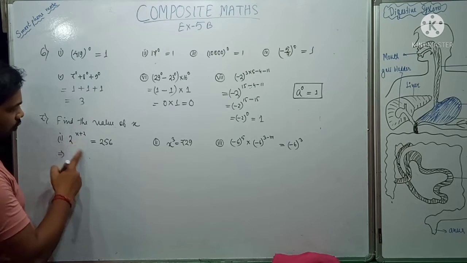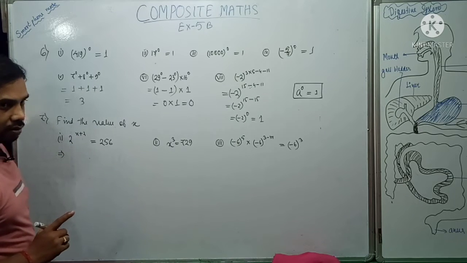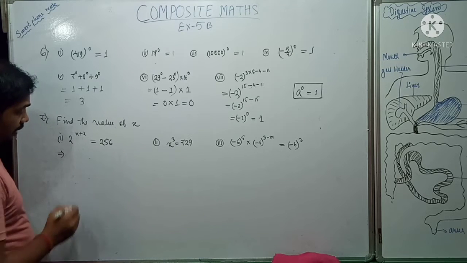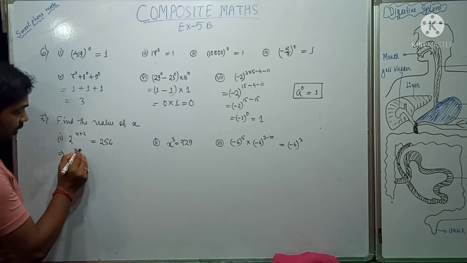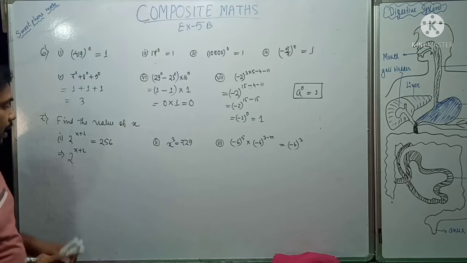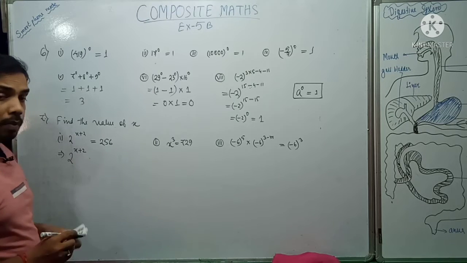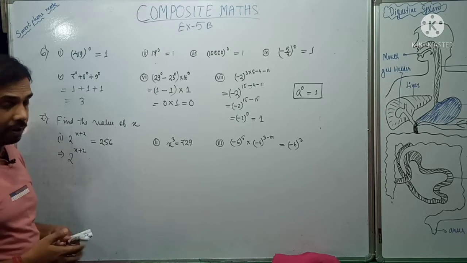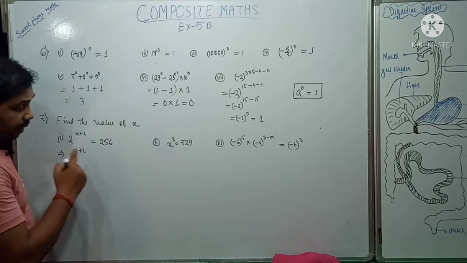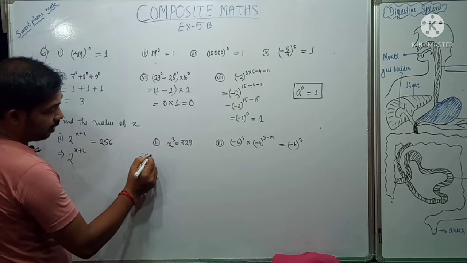2 power x plus 2 is 256. Then we have to find out x. How do we find it? Okay, you see, 2 power x plus 2. Now I am thinking, can we express this in powers of 2? Maybe. So let's see, let's factorize this one, 256.